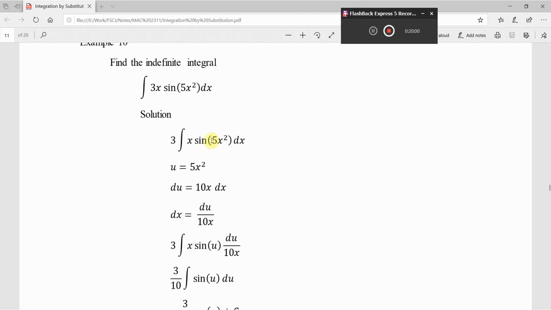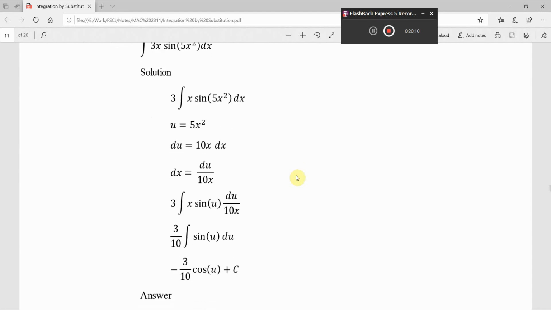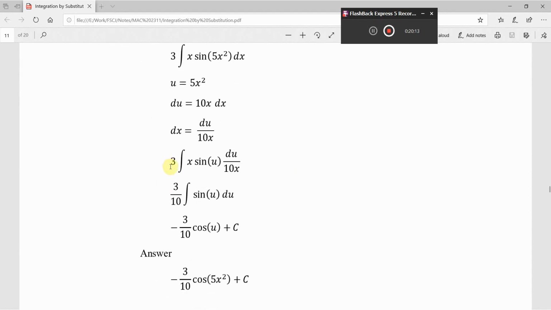Alright, so using my u substitution, I'm going to replace the 5x squared with u, and I'm going to replace the dx with a du over 10x. So this gives me 3 times the integral of x times the sine of u times du over 10 times x. Well, the over 10, I'm going to bring that outside my integral, so this gives me a 3 over 10 times the integral of, the x's cancel, so that gives me sine of u times du.